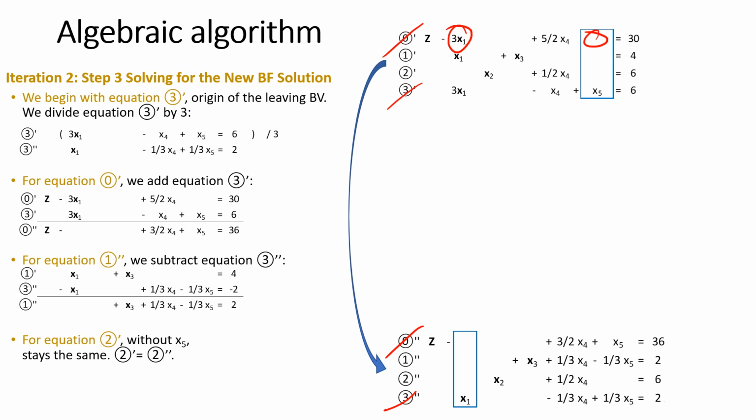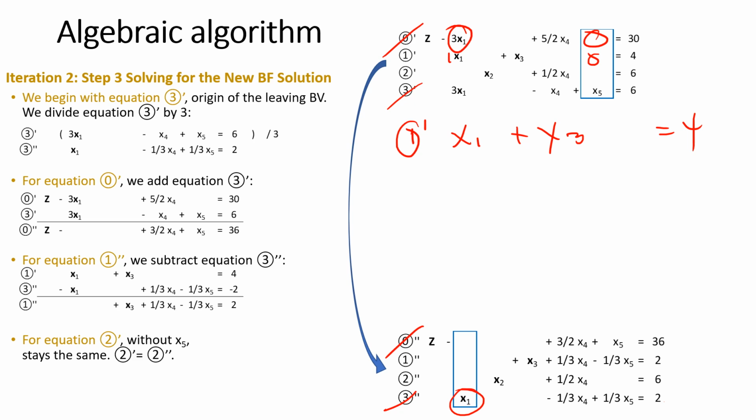Next one. For equation number 1 apostrophe, here we have a 0, and we need to have a 0, and we have a 1. We got x1 plus x3 equal 4. This one that we got here must become 0. So in this occasion, I'm going to be using 3 apostrophe, and what I'm going to do, I'm going to multiply it by minus 1.